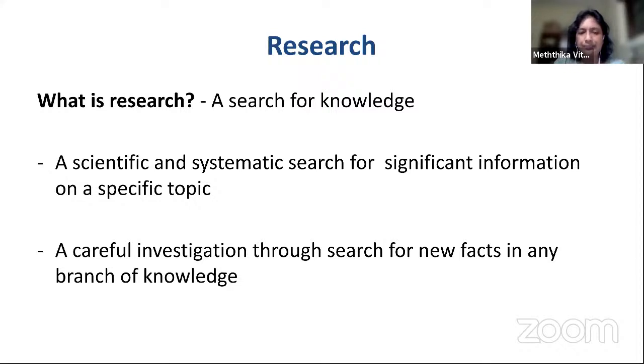So a study that you are doing in a scientific manner, in a systematic search, that is called research, right? So you are carefully investigating various facts to find something new. It's called research. Some people would think the study and research are the same.